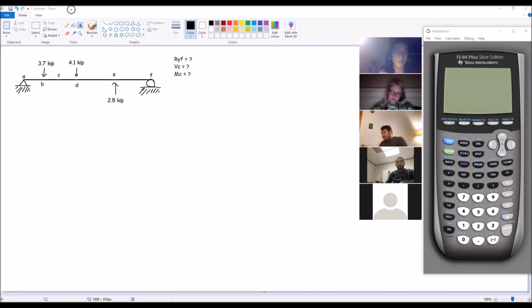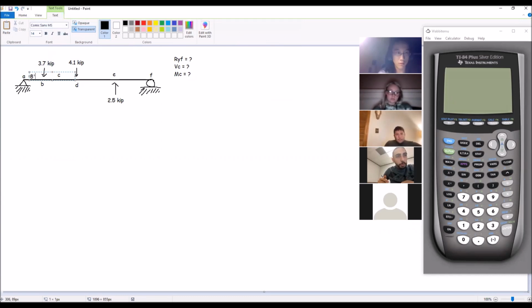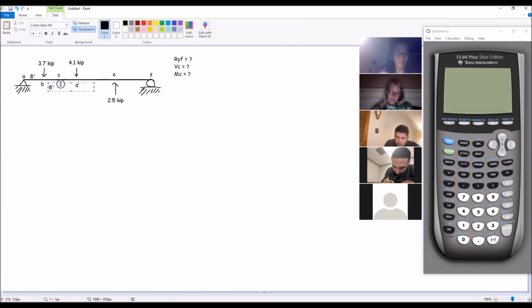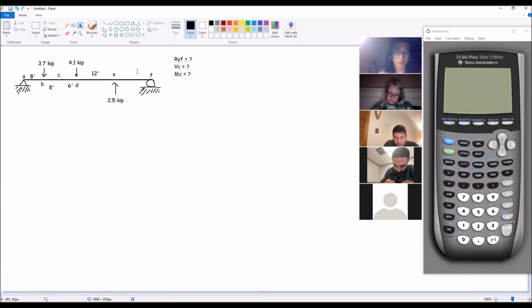So problems 1, 2, and 3 share the same body diagram. We're just going to find different components inside this body. Oh, I forgot to write the feet. Okay, 8 feet. That is also 8 feet. This is 6 feet. 12 feet. And 12 feet. All right, cool. Just going to make markers right there, right there, right there.